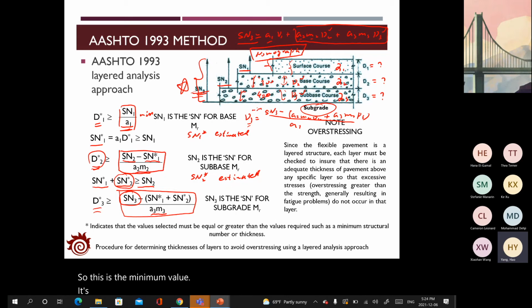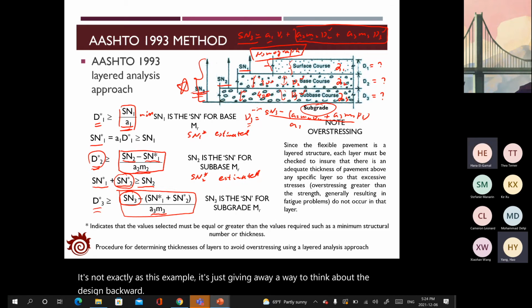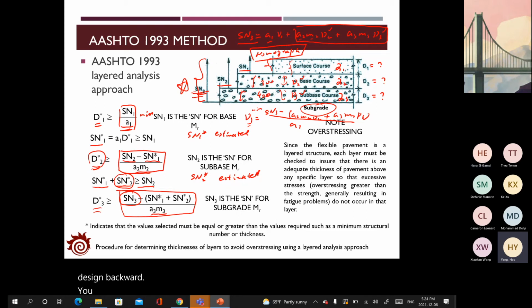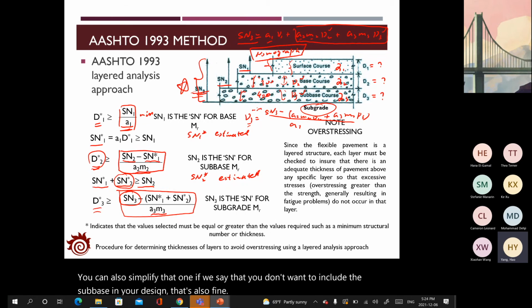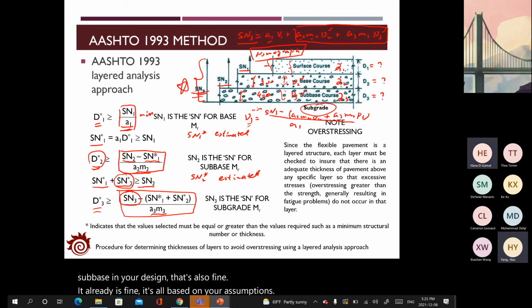It's not exactly as this example. It's just giving a way to think about the design backward. You can also simplify that if you don't want to include the subbase in your design. That's also fine. Either way is fine. It's all based on your assumptions. Okay, thank you so much.